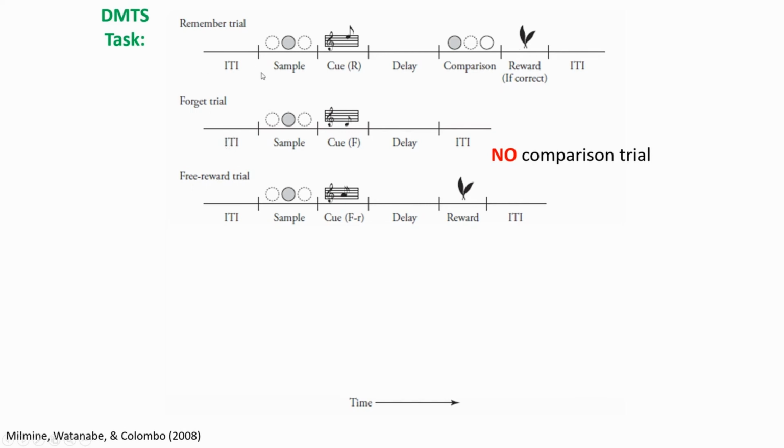For our forget trials, we have our sample, we have our low pitch, there's a delay, and then we have our intertrial interval again. There is no comparison trial here. So we're teaching the pigeons that when you hear this forget cue, you aren't going to be asked about the sample that you just saw. There is no comparison, so you can forget that information. Whereas up here, when we have a remember cue, you're going to need that information later, so you had better remember it. For a free reward trial: sample, the free reward sound, a delay, and then you just get a reward no matter what. So there's still no comparison trial here, but you get food anyways.